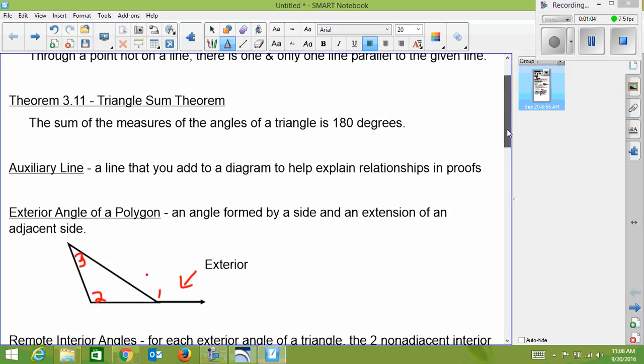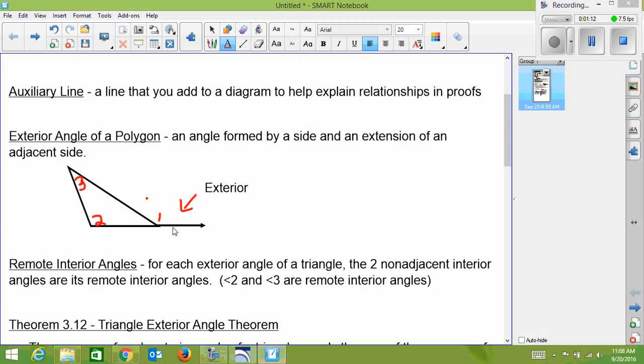Auxiliary line, a line that you add to a diagram to help explain relationships and proofs. So it's one that's not really in the picture, but you add it, like this one right here. I added this on to explain this exterior angle of a polygon, which is an angle formed by a side and an extension of an adjacent side. So just like right here, you could extend this side, this side, this side. Those are exterior angles, and there's things that we know about exterior angles that we'll go through. It makes a straight line, right? So this one and this one added together would be 180. There's things that we can do with that.